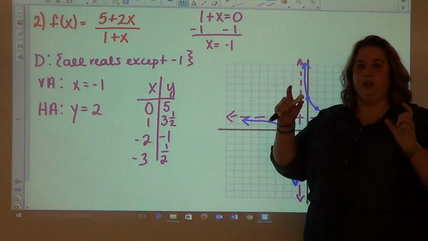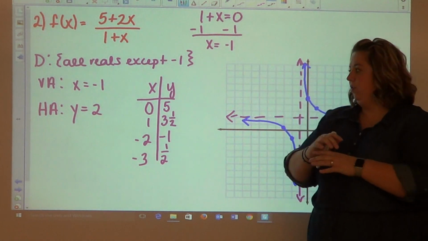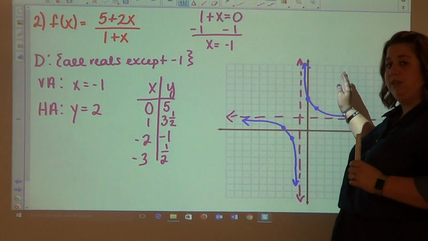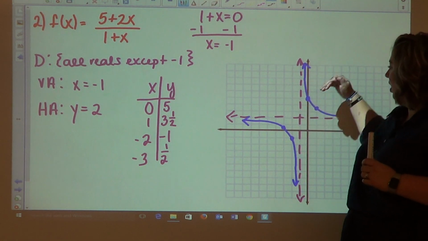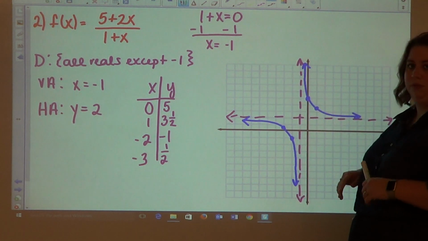Most of the time, they are going to be opposite diagonals of each other. Most of the time. Sometimes you'll see them side by side, okay? But most of the time, when you have one vertical asymptote, you're going to see them in the diagonals.